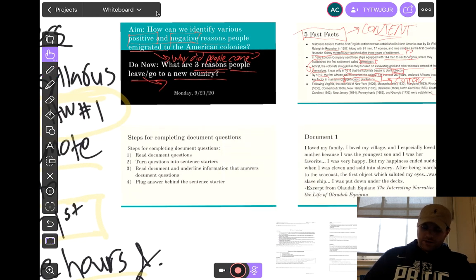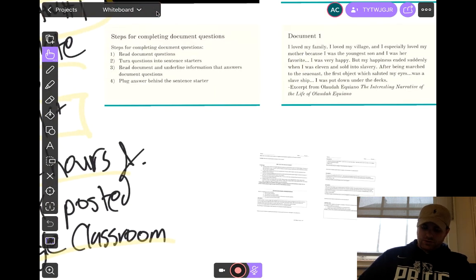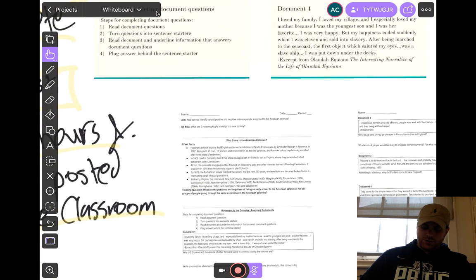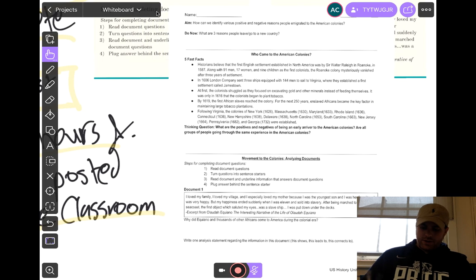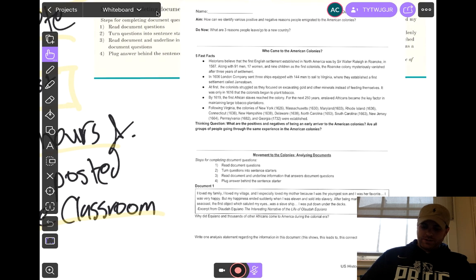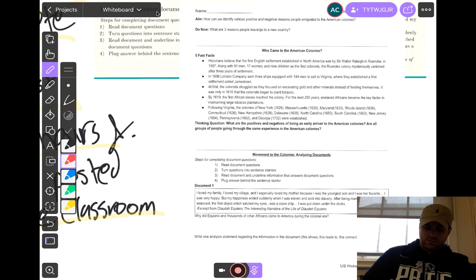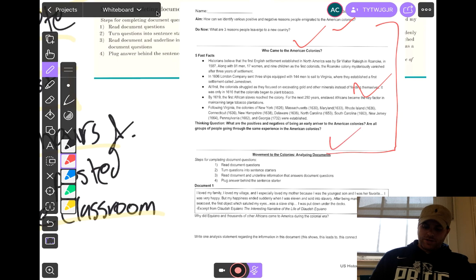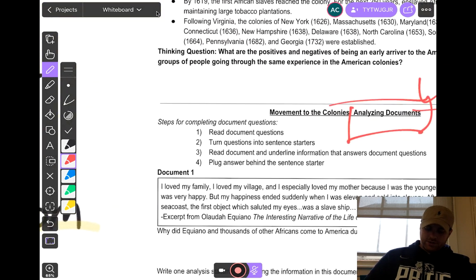Now I'm going to shift to the document you are working on. This should all be completed by this point. We've done the aim, the do now, the fast facts, and you should be answering the thinking question in that space. The next portion of the activity is focused on practicing document analysis, and we're going to do this in 4 steps, all listed right here.